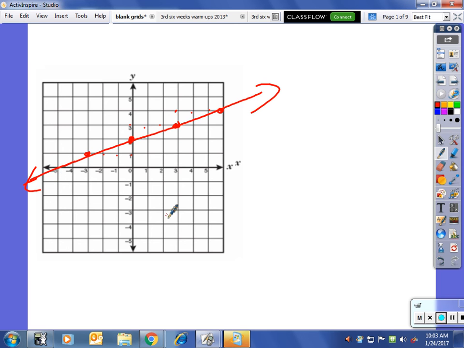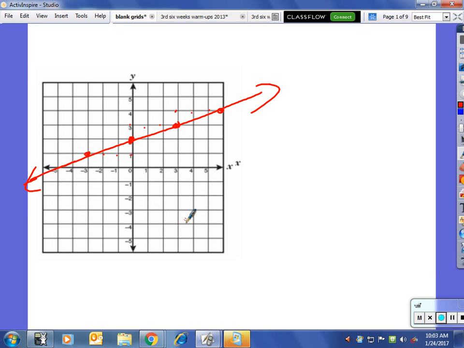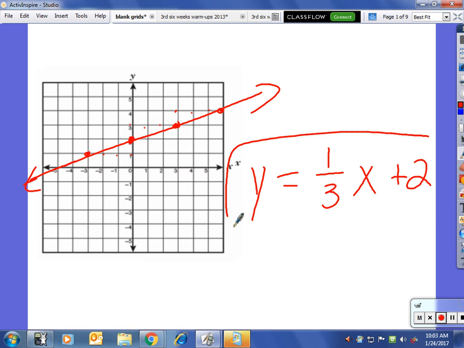Okay, so what is the equation of this line, Chris? How does it start? y equals. Don't forget the y equals. You got to have it. Then what? Okay, y equals what? Go ahead. 1/3 x plus 2. Do y'all agree with Chris?